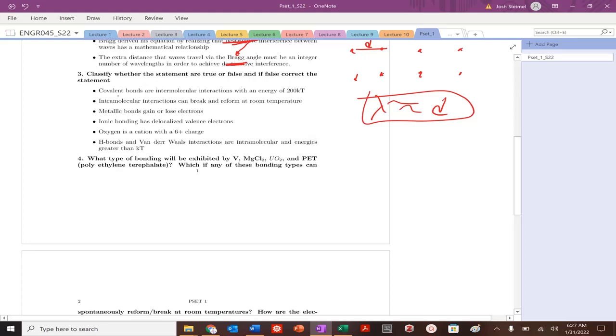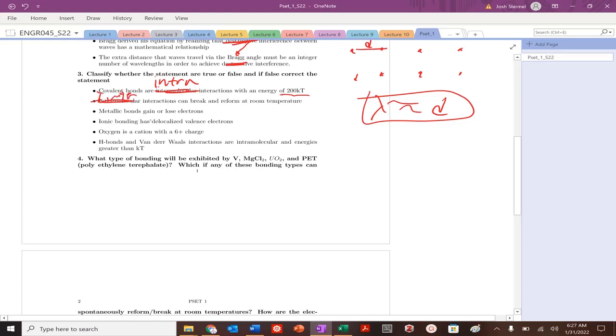Okay, so another one of these. Covalent bonds are intermolecular interactions with an energy of 200 kT. This value can fluctuate, but the key thing here is this is intra. Intramolecular interactions can break and reform at room temperature. Again, no, this must be inter.